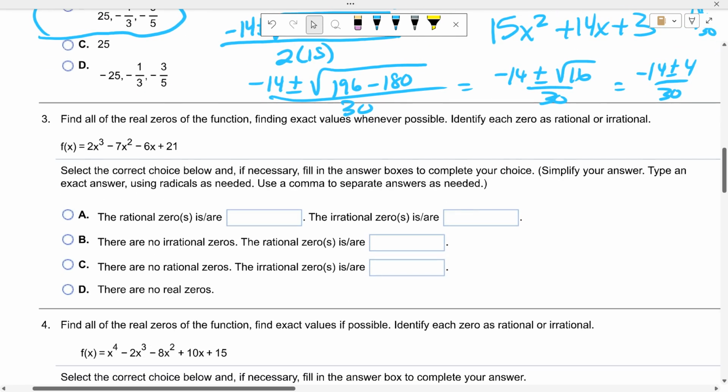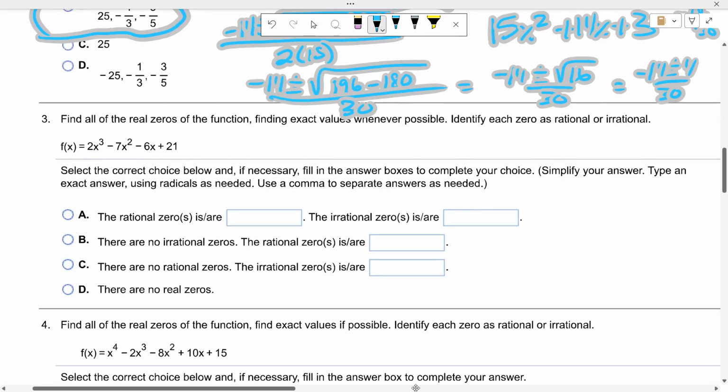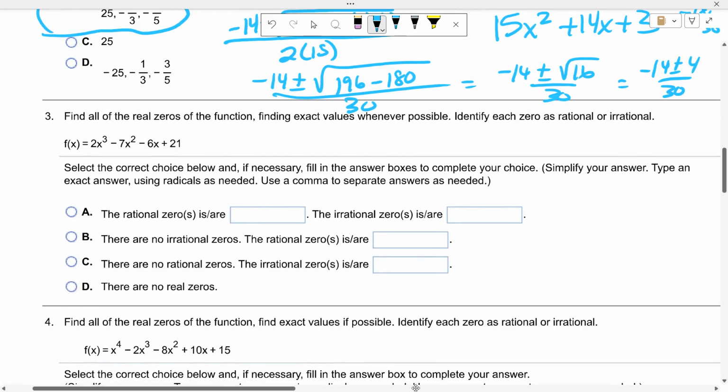All right. So, for this one, find all the real zeros of the function, finding the exact values when possible. Okay? So, how many roots should this have? It should have 3 roots. Now, it could have one rational and 2 irrational, or one real and 2 unreal. Okay, so let's try to figure this out.